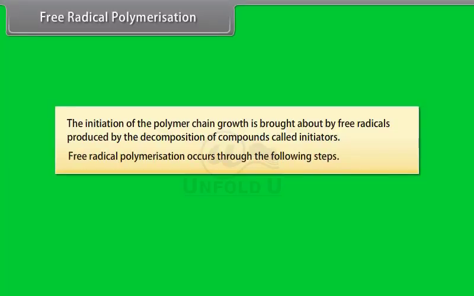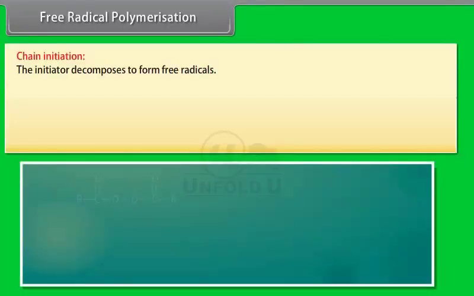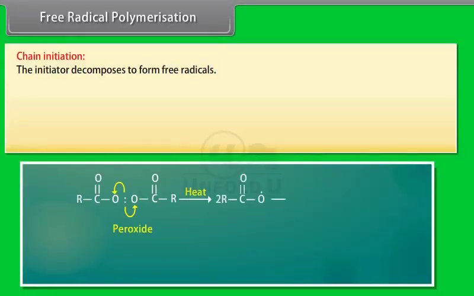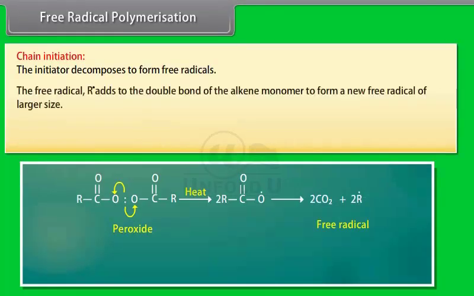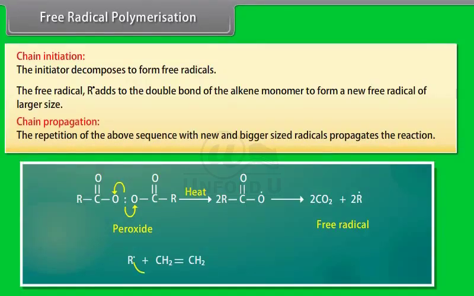Free radical polymerization occurs through the following steps. Chain initiation: the initiator decomposes to form free radicals. The free radical R• adds to the double bond of the alkene monomer to form a new free radical of larger size. Chain propagation: the repetition of the above sequence with new and bigger sized radicals propagates the reaction.